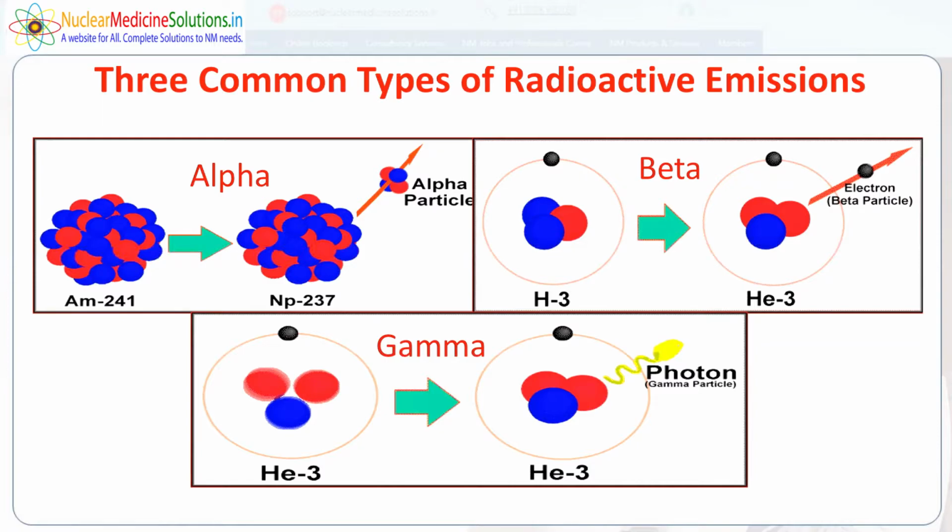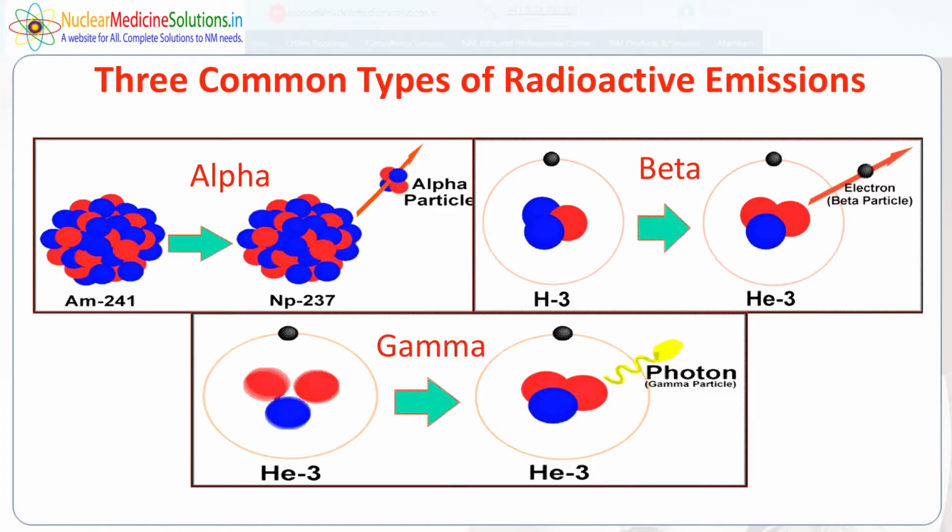Now there are three common types of radioactive emissions. One is alpha, one is beta, one is gamma, and they are all prominent in nature. We all come across, in day-to-day work, three different kinds of radiation emission: alpha decay, beta decay and gamma decay. What is alpha decay? How to define alpha decay? You have seen the americium-241 isotope. When it decays to neptunium-237, an alpha particle comes out. What is the alpha particle? That we will come across in the next slide.